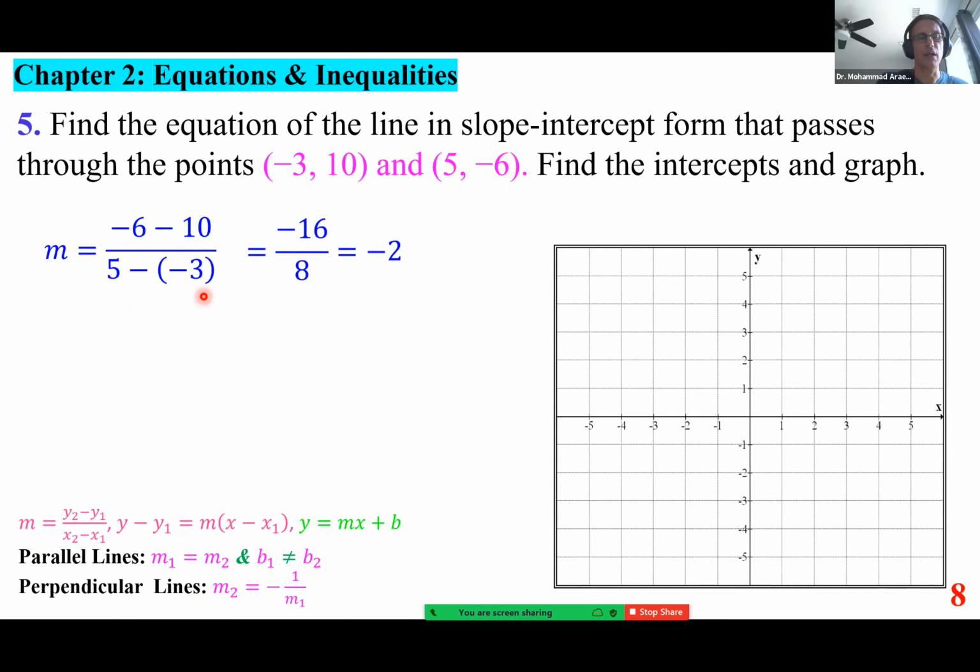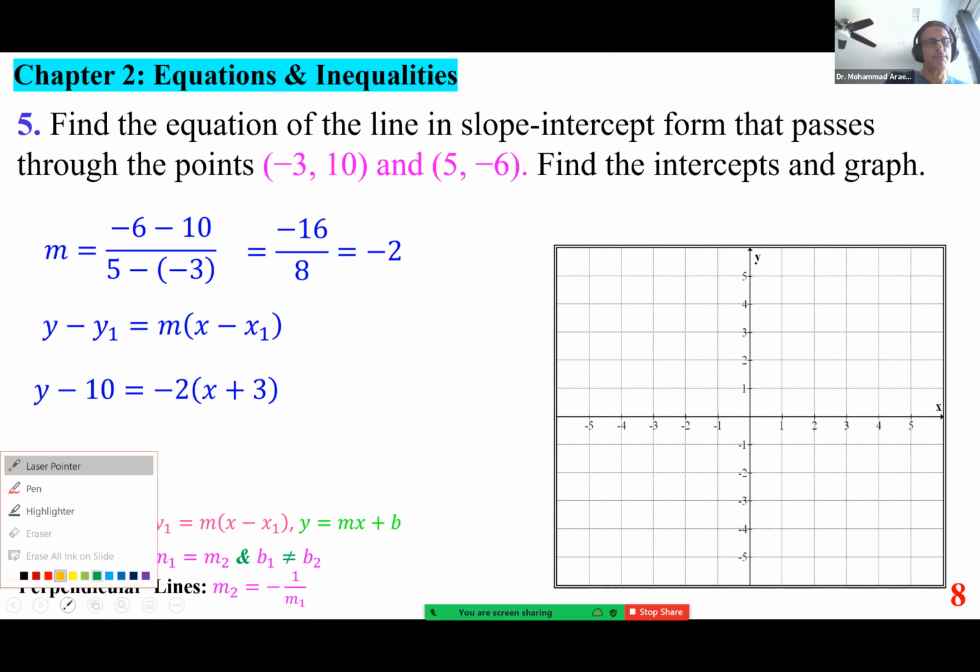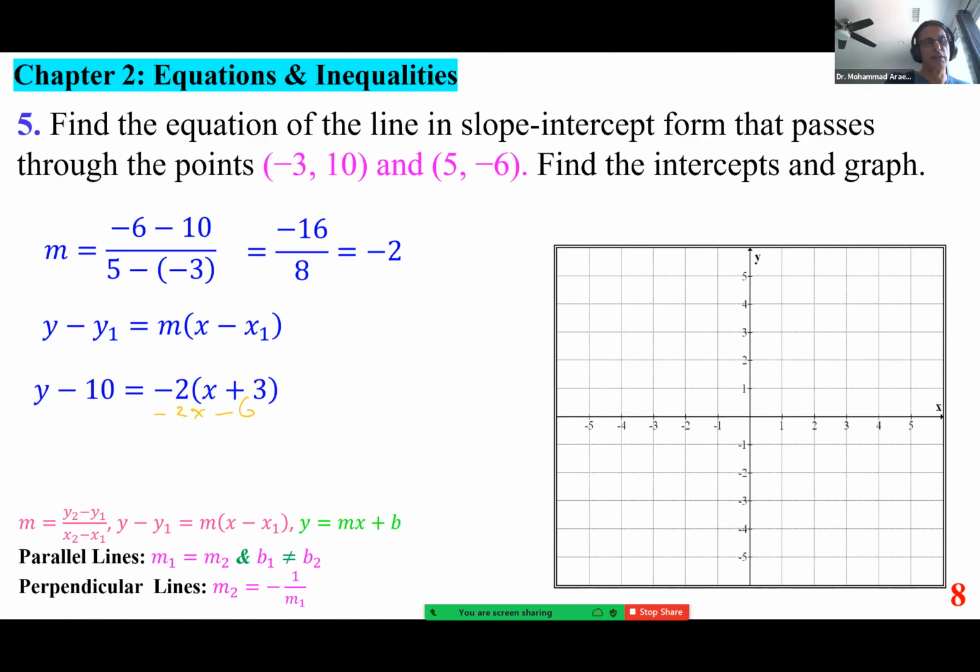So that's the slope. Now we're going to use this point-slope formula, and we can use either this point or that one. It makes no difference. If we use this one, y minus 10 equals m, which is -2, times x minus x sub 1, that means x plus 3, because it's x minus -3. We are going to distribute the -2. That gives us -2x minus 6. We move the -10, make it +10, and we end up with y equals -2x plus 4.